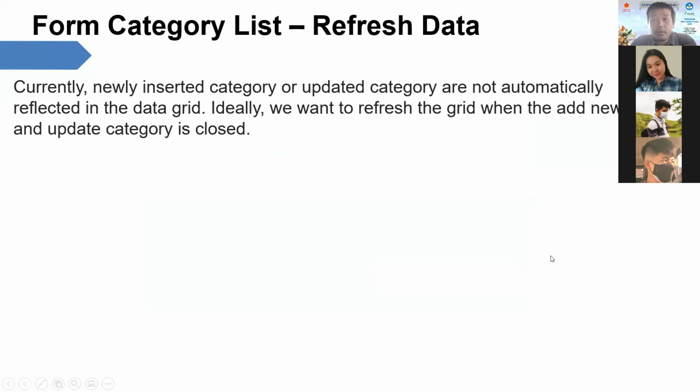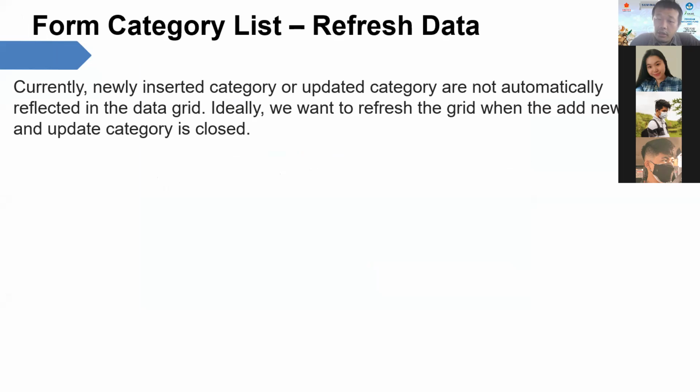Finally, let's talk about how to refresh data when we finish adding or updating a category. Currently, the newly inserted or updated category is not automatically reflected in the data grid in the category list. Well, that's not what we want. Ideally, we want the grid to be refreshed.